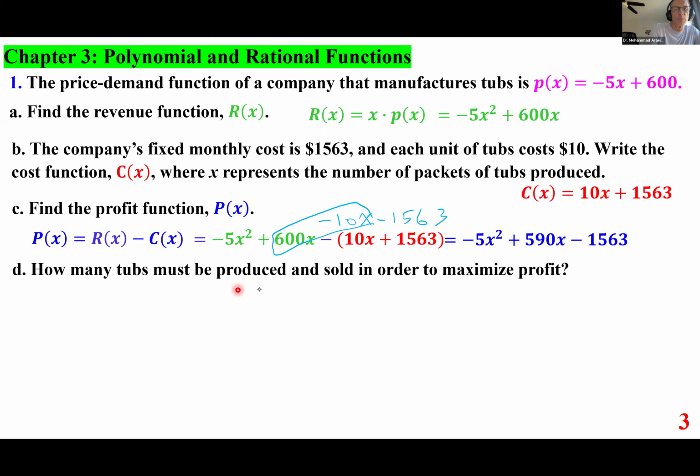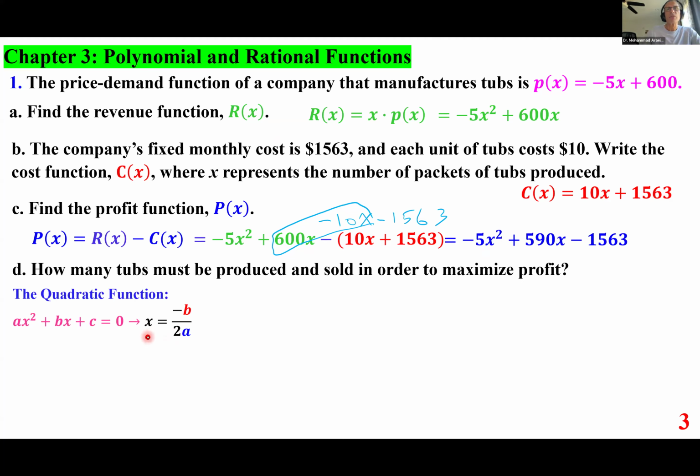How many tops must be produced and sold in order to maximize profit? Well, we want to maximize the profit, so we look at the profit function. Obviously, this is a quadratic function, where a is -5. So remember, a parabola looks like that. This one looks like that because it opens down. So the maximum occurs at its vertex. The quadratic function is in the form of ax squared plus bx plus c.